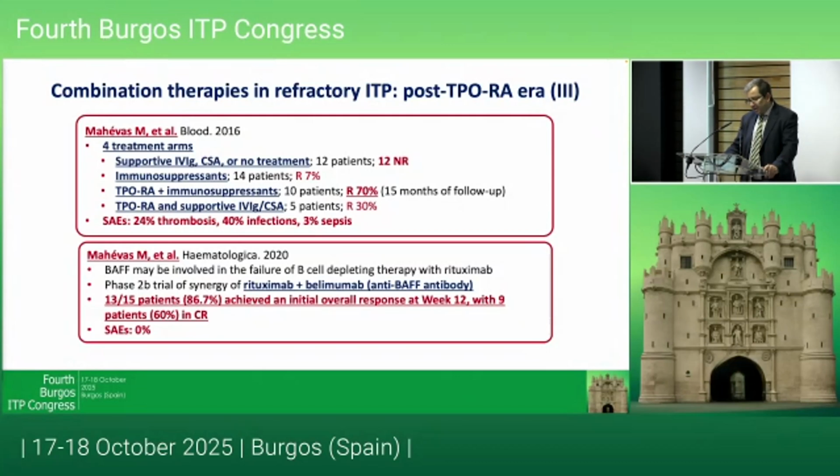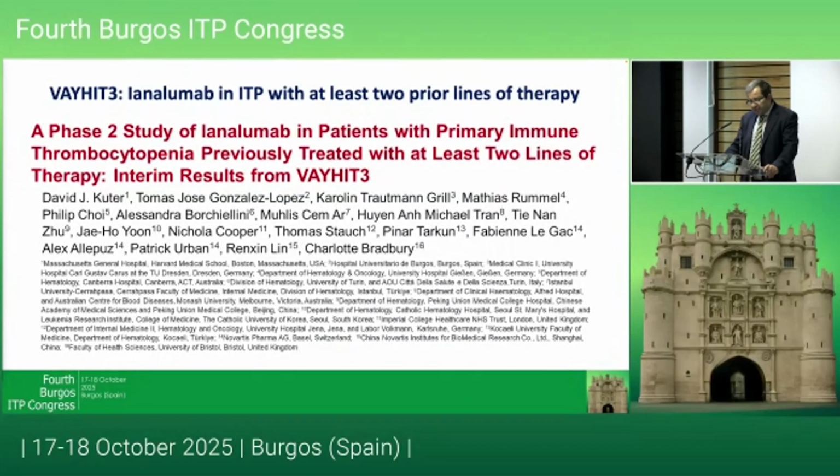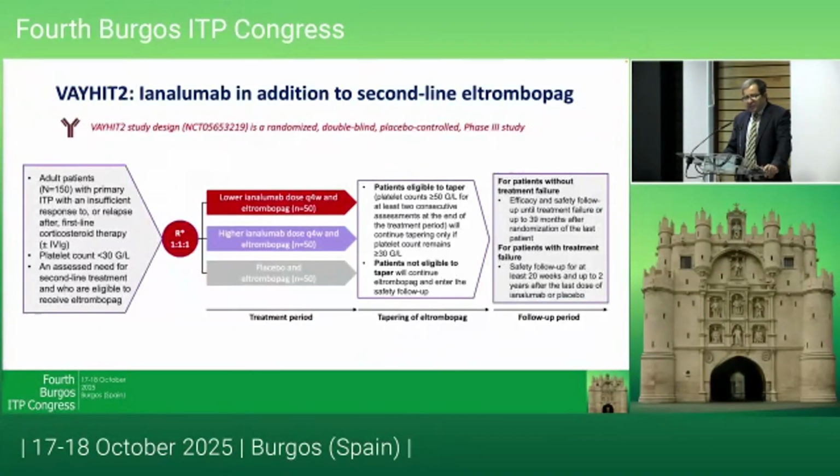We are in RCT now. This VIHIT-3 is ianalumab, a new drug from Novartis. Ianalumab in third line, in patients who are refractory to many drugs, who have received at least 2 prior lines of therapy, is very good, but given the results of the VIHIT-3, they tried to combine ianalumab with other drugs in the VIHIT-1 and VIHIT-2 trials. The VIHIT-2 trial is a randomized study of the combination of ianalumab plus eltrombopag, and the results are being submitted to be published in the New England Journal of Medicine.